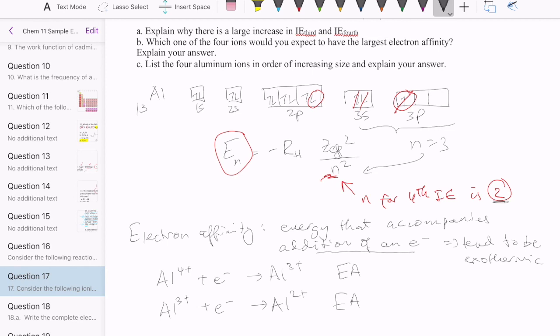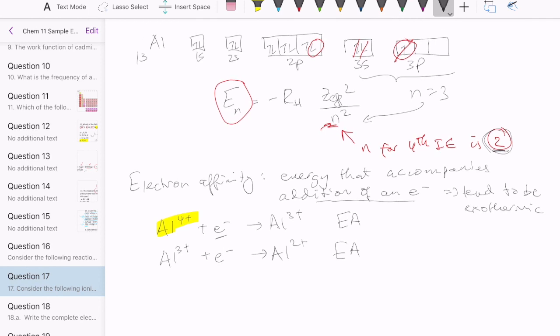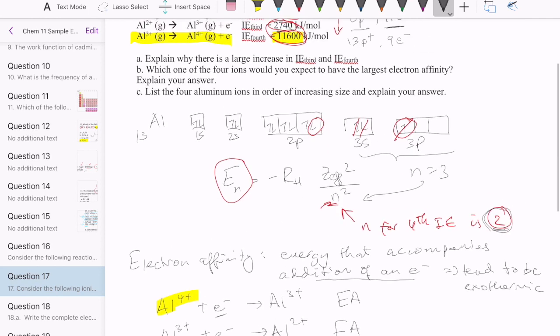electron. And of course, that means that the best one should be the aluminum 4 ion, because that one has the most protons relative to the electrons, right? 13 to 9. And then, as we said earlier, when you're adding that electron, you're adding it to the level 2, principal quantum number 2, which is closer to the nucleus, so that will make that electron addition the most stable and the largest electron affinity. Now let's take a look at question C.